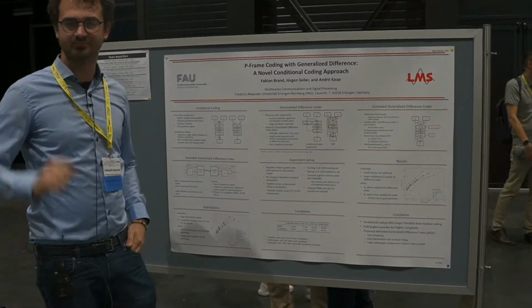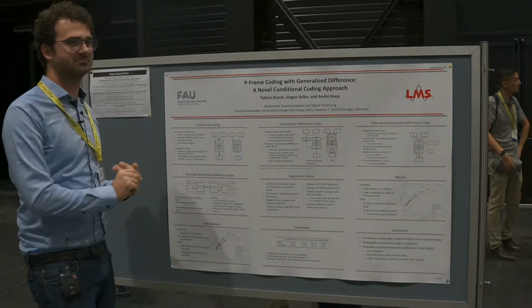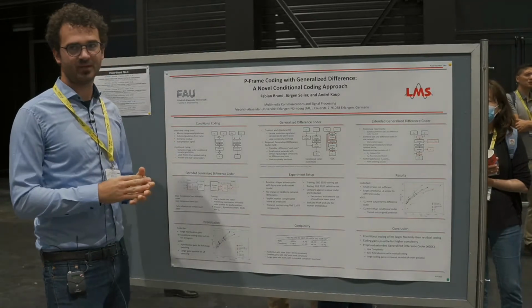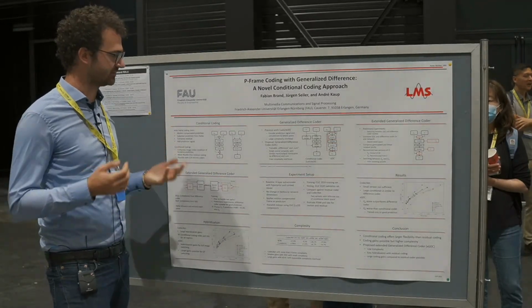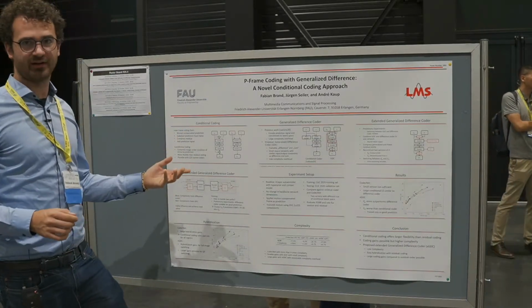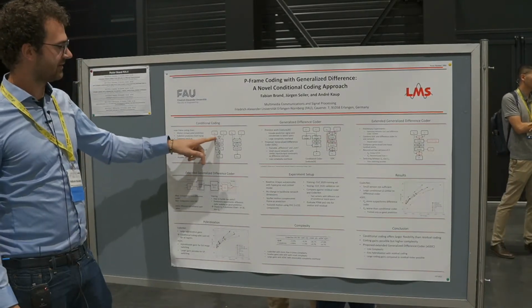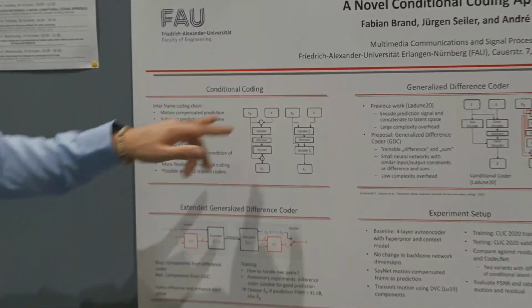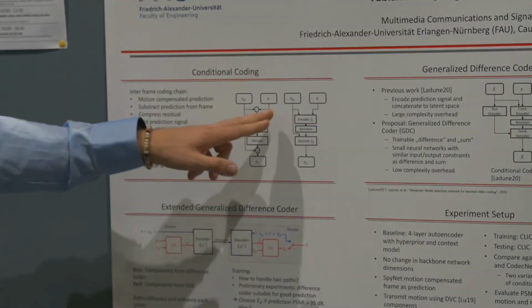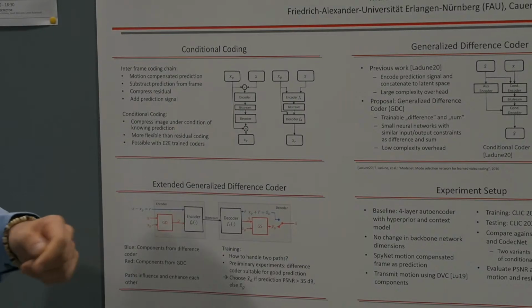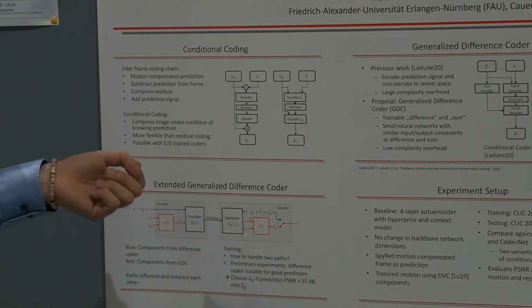Right, everything good. So, hello. My work is about conditional coding. The motivation for conditional coding is very general. In an inter-coding chain, you typically have a residual coding scheme, so you subtract the prediction frame from the frame to be coded, and then transmit this residual.